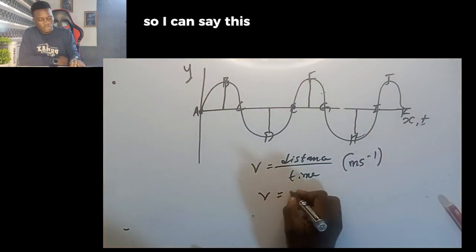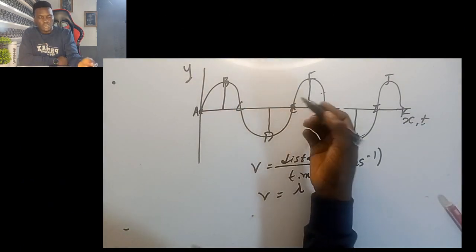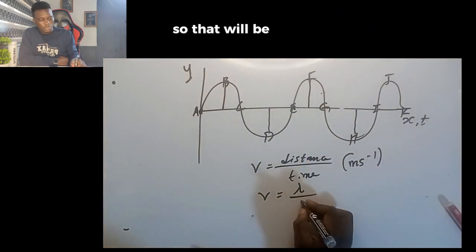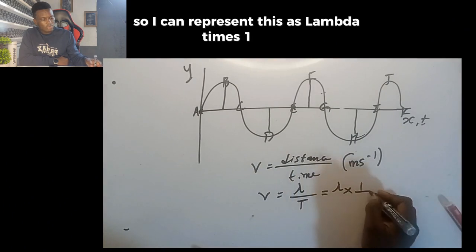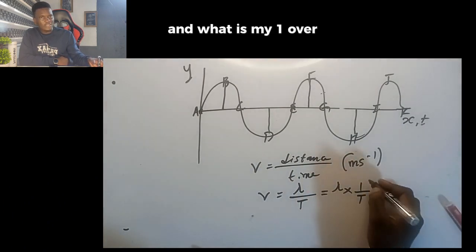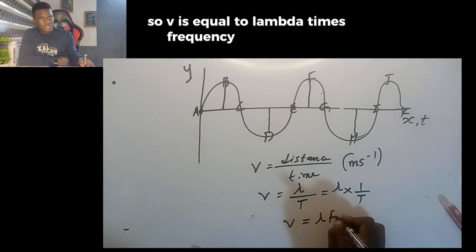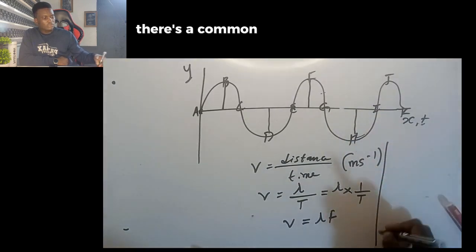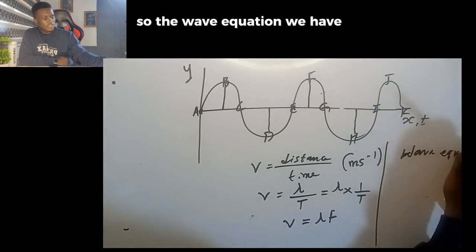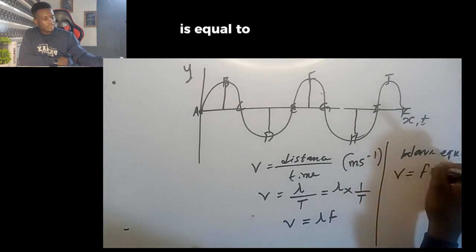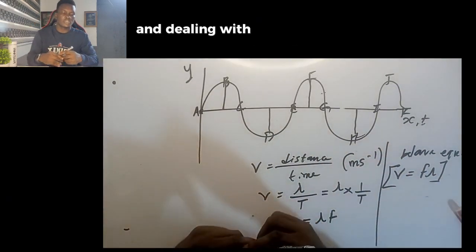So I can say V is equal to my wavelength. And what is the time taken to complete one circle? Very good. That is my period. So that will be 1 over T. So I can represent this as lambda times 1 over T. And what is my 1 over T? Very good, frequency. So V is equal to lambda times frequency. So from there, there's a common wave equation. So the wave equation we have is called V is equal to F lambda. So you should not forget that wave equation in dealing with many problems.